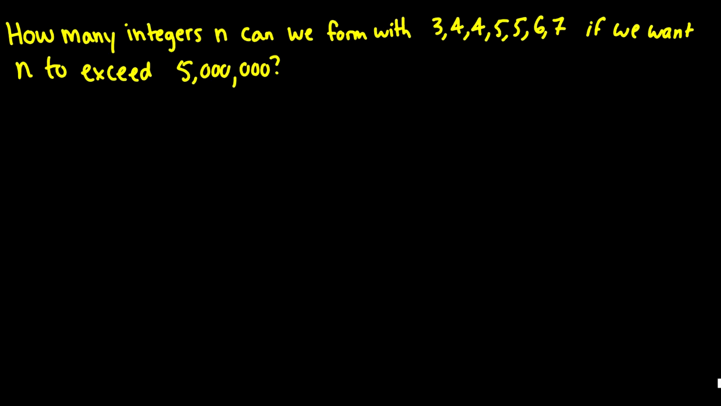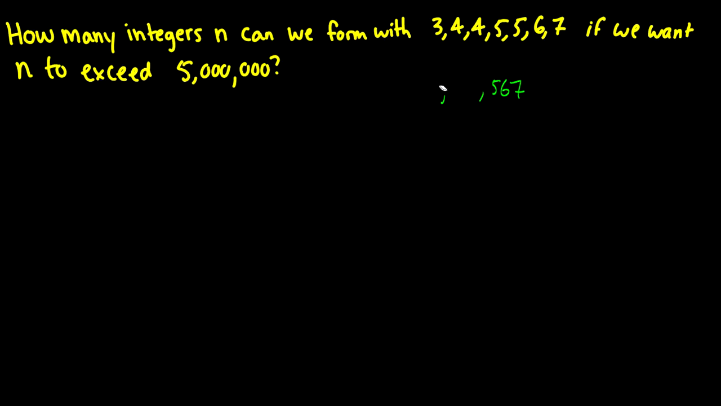Okay. Next question: how many integers can we form with the numbers 3, 4, 4, 5, 5, 6, 7 if we want our number to exceed 5 million? So as an example, we want, say, the number 5,434,567. That exceeds 5 million, and we've only used each number once. So I just mapped it out, and we want to know how many ways we can do this.